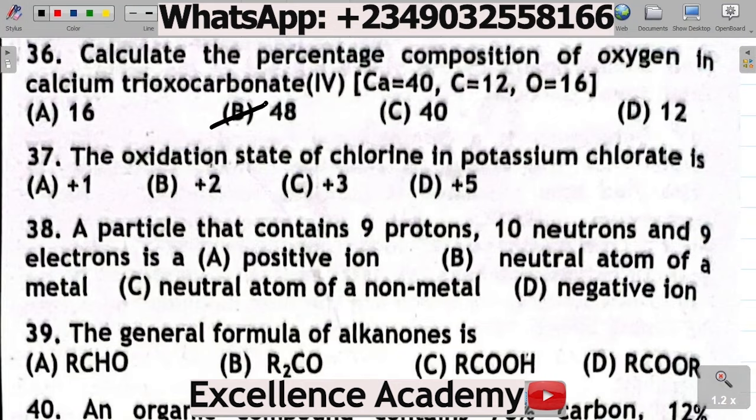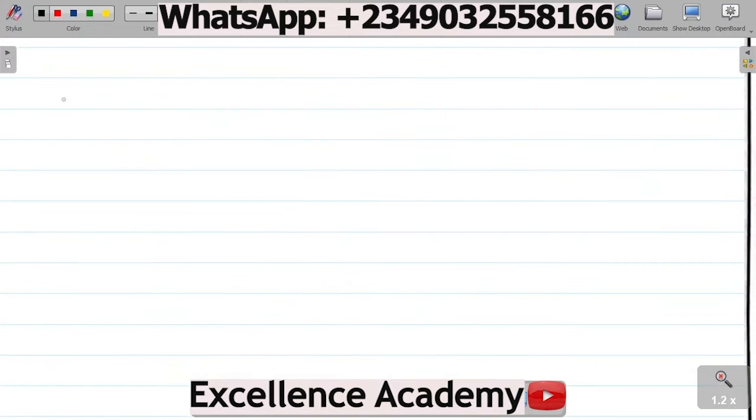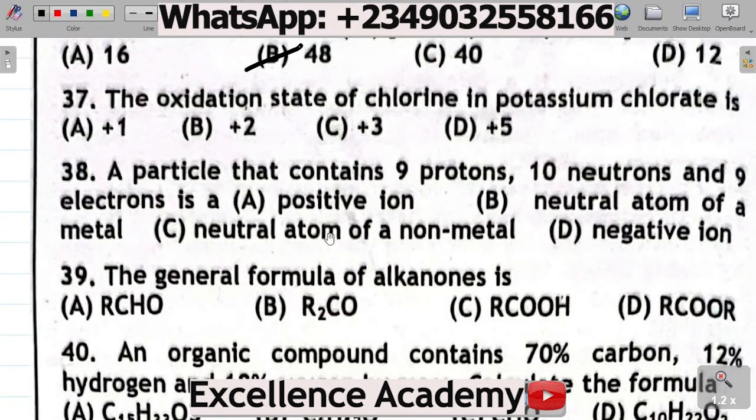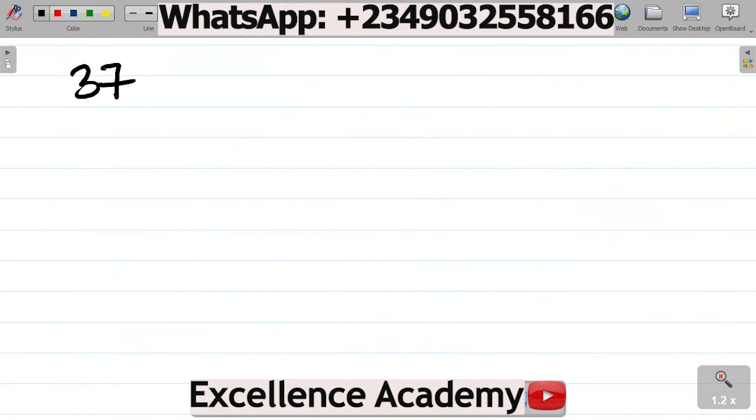All right, moving on. Question 37 says the oxidation state of chlorine in potassium chlorate is A, plus 1, B, plus 2, C, plus 3, D, plus 5. All right, what is the oxidation state? For 37, the compound mentioned here is potassium chlorate, and potassium chlorate is actually KClO3. You're asked to find the oxidation state of chlorine.